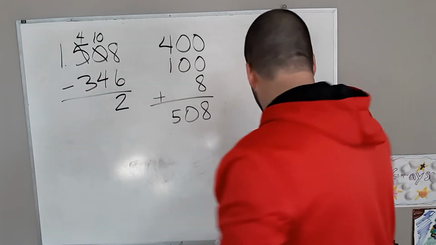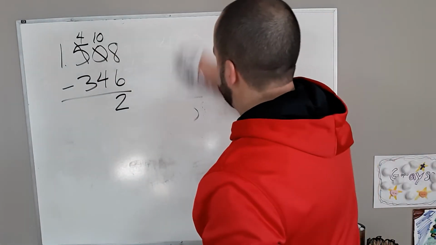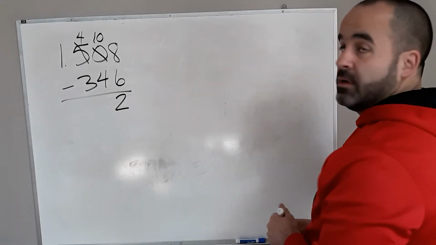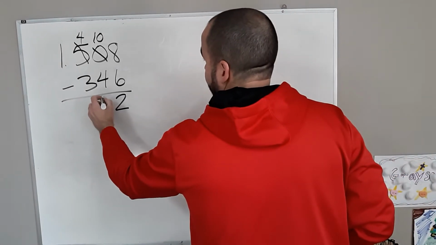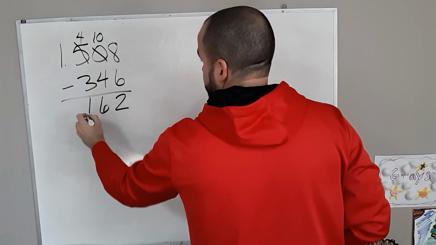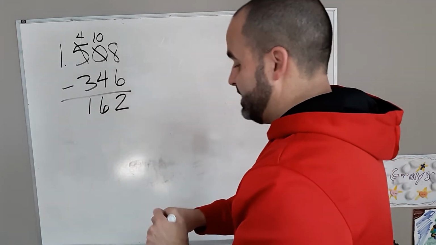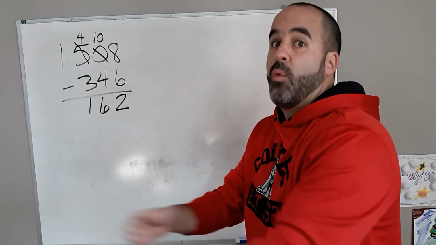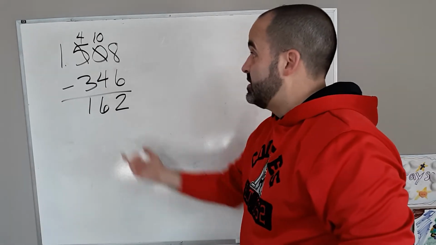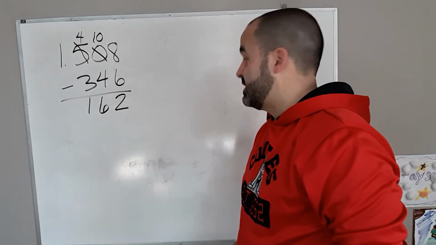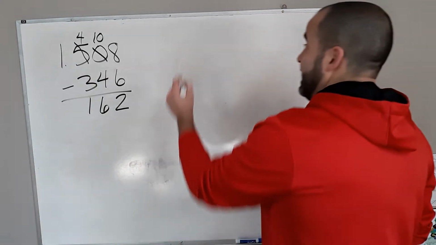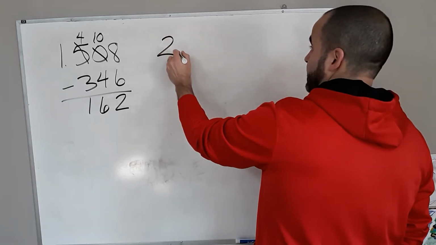So 10 minus 4, now we can do. So what does 10 minus 4 equal? 6. And 4 minus 3 equals 1. That's the easy part. The tougher part is the borrowing part and when we need to borrow. So there's your answer for number 1, 162. Let's go on to number 2, and let's do the same thing.